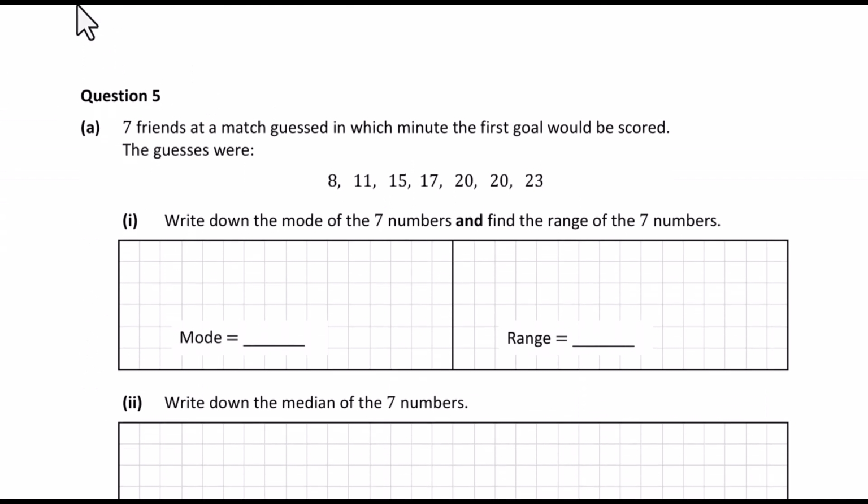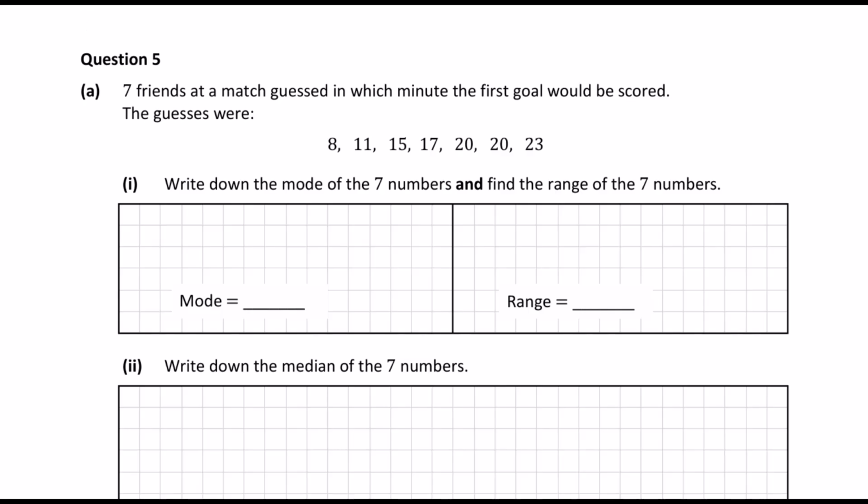Okay, the next question is question 5. 7 friends at a match guessed in which minute the first goal would be scored. The guesses were 8, 11, 15, 17, 20, 20 and 23. Write down the mode of the 7 numbers and the range.